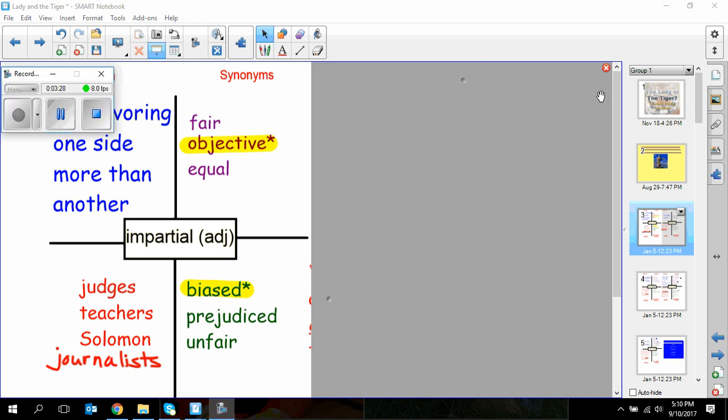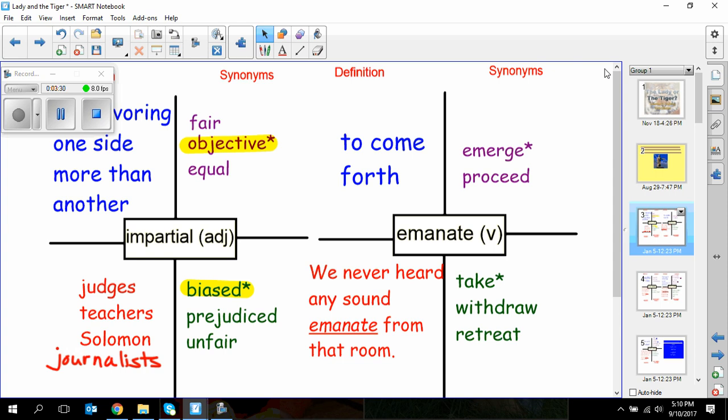All right, so now let's talk about emanate. To emanate means that it's going to come forward, like emerge. I think of the word emanate as like when you come from a dark room into the light, or you're coming through a tunnel, you emerge. And that's the way I kind of look at it.